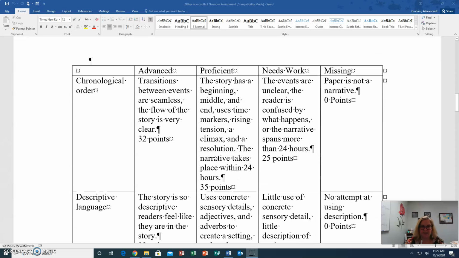In terms of grading, again, remember the advanced is your extra credit opportunity. Your proficient is your 100 out of 100. So the story should have a beginning, middle, and end. It uses time markers, rising tension, climax, resolution, and the narrative takes place within 24 hours. It has to meet all of those things to get the full points.